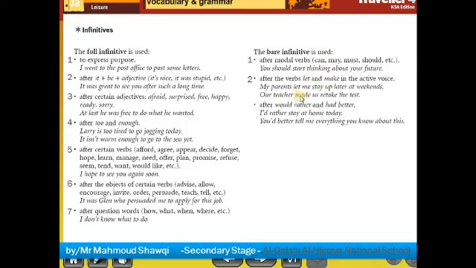Our teacher made us retake the test. Made, the past form of the verb make. Make us retake or made us retake. Here, retake, we didn't add anything to the verb and we didn't use to because we have here made. Okay, number 3. After would rather and had better. I'd rather stay at home today. You had better tell. Okay, we use bare infinitive.